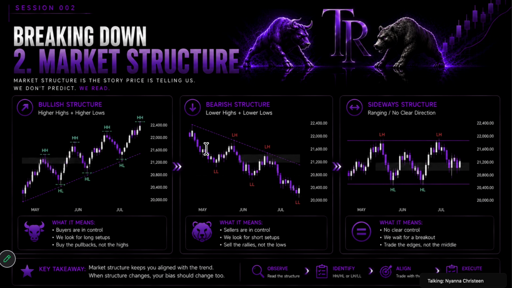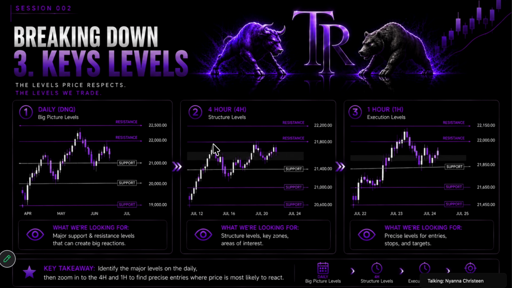So once we have the structure and we know, okay, cool, today buyers are in control, then we'll start looking at our key levels. Key levels, I like the term key levels, but they can also be called support and resistance, or your previous highs, your previous lows, things of that sort. Anywhere where buyers and sellers have shown in the past they respect this level, or they'll step in at this level, anything like that. That is what we're looking for when we start looking for our key levels.